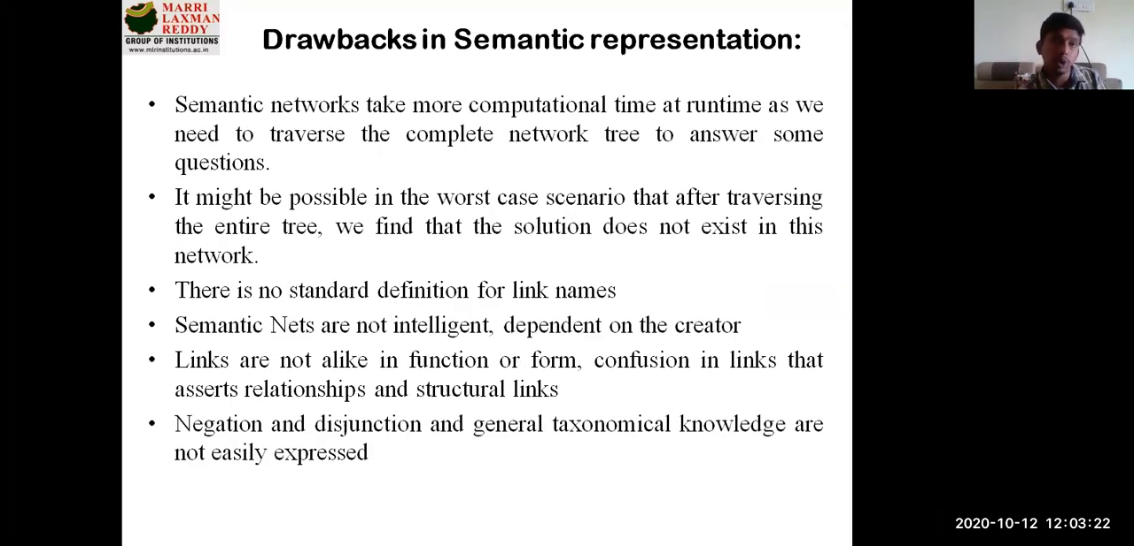Sometimes the answer might not be correct, and it takes a lot of traversing time. Okay, yeah. So semantic networks are not intelligent. They are dependent on the creator. According to the scenarios, the creator will be giving some input like how to create a network, and because it's not intelligent, it will not try to think by itself. It basically depends on the creator. That is one important drawback of your semantic representation. Okay, there are the different drawbacks that you need to understand with respect to your semantic network representation.